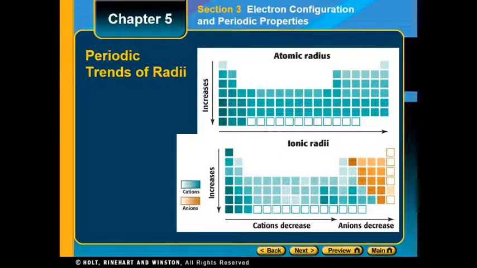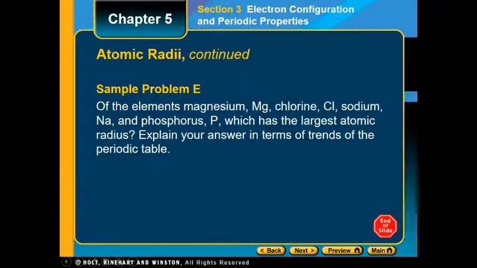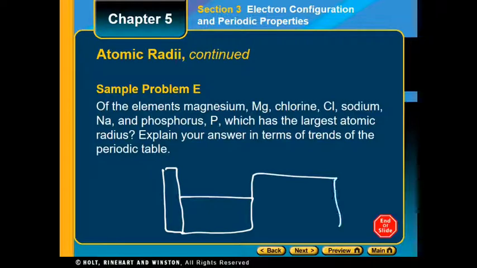Let's go apply this to an example. Again, you're looking at your periodic table, and you're finding magnesium, chlorine, sodium, and phosphorus, and it wants to know which has the largest atomic radius. When I get to problems like this, the first thing I'm going to do is draw me a fake periodic table, and I'm going to label where these particular elements are actually located. I'm going to erase a little bit of this because I know that I need that to be a little bit larger.